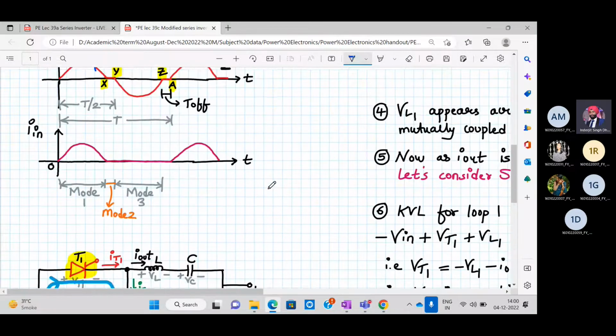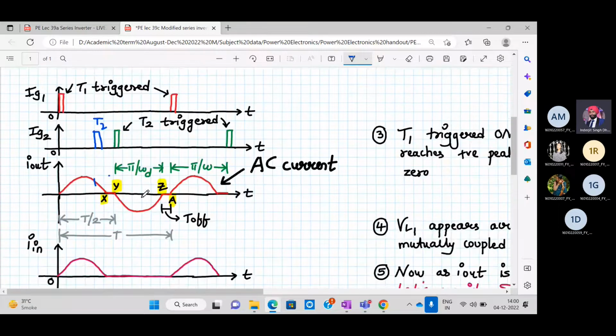And the same thing can happen over here. Let's say that instead of T2 turning off, we have turned on T1 here. T2 has not turned off. T2 is on only, and T1 has been triggered. So the same thing will happen. Your T2 will automatically turn off once T1 turns on. So at no point of time are both the SCRs on, and that will prevent the dead short circuit.